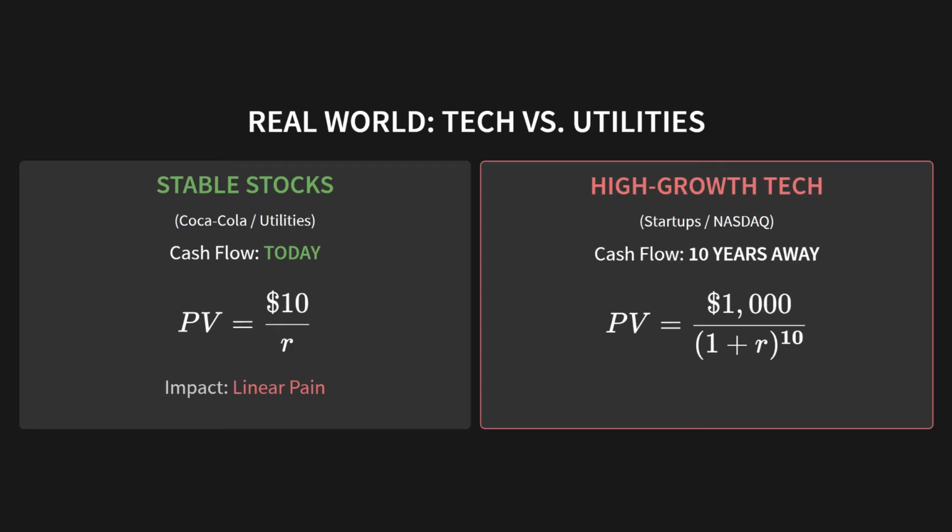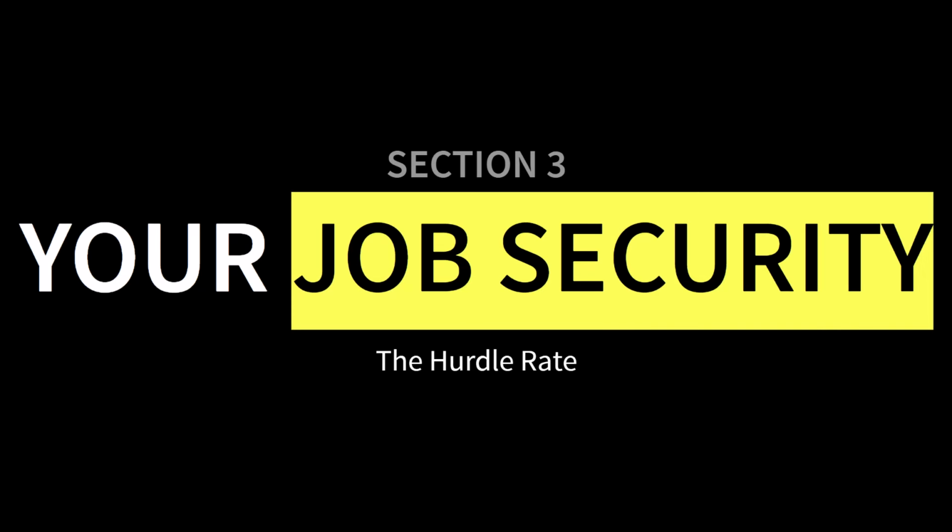It's predictable. Now think about high-growth tech, startups, the NASDAQ. They aren't promising you $10 today. They are promising you $1,000 10 years from now. And look at that formula. PV equals $1,000 divided by (1 plus R) to the power of 10. That denominator isn't just getting bigger, it's being squared, cubed, raised to the 10th power. When rates rise, money in the distant future becomes almost worthless today. This is why the NASDAQ crashes first and hardest when the Fed starts hiking. It is not emotional. It is not a panic. It is just math.